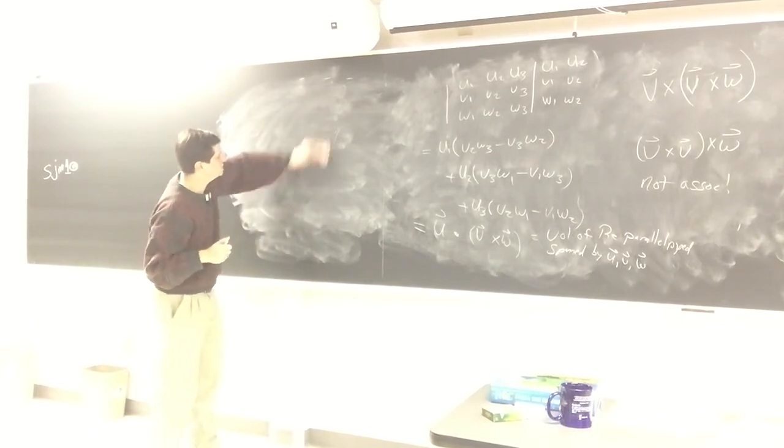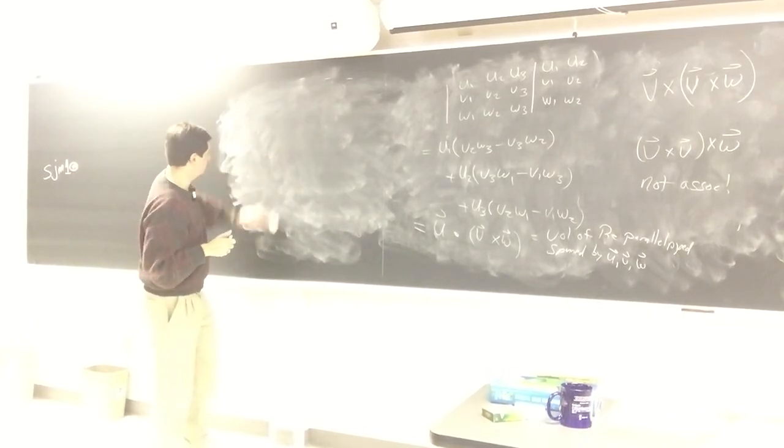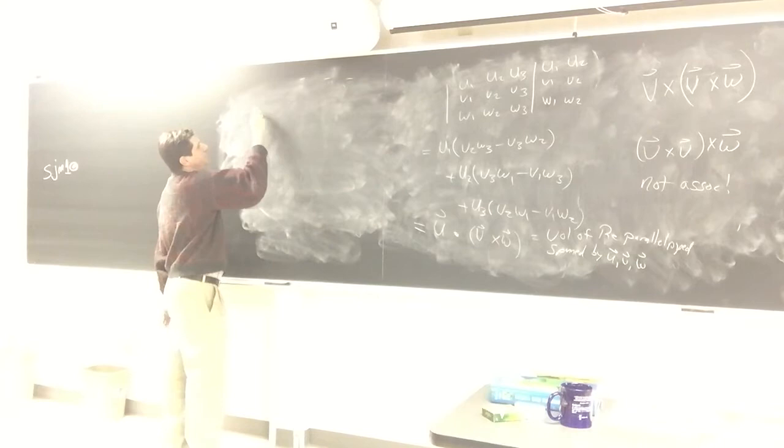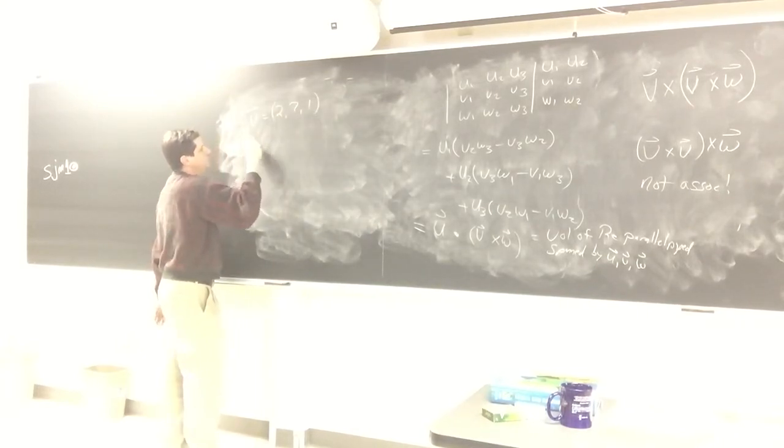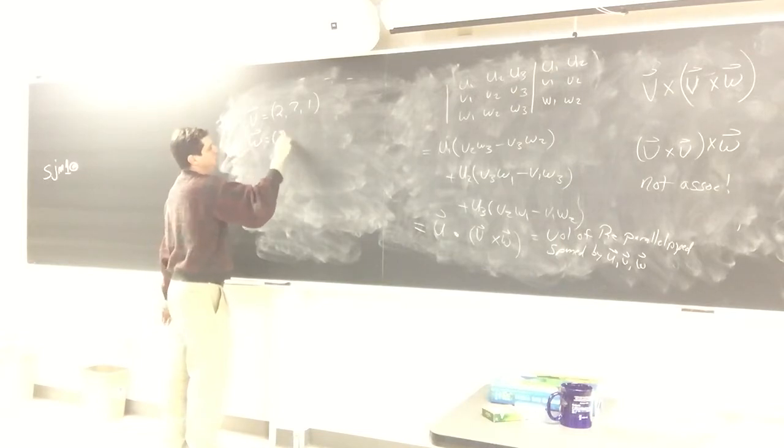OK, so let's just do an example of the cross product, and then I will do Morley's theorem. So let's say V is 2, 7, 1, and W is 1, 8, 2.